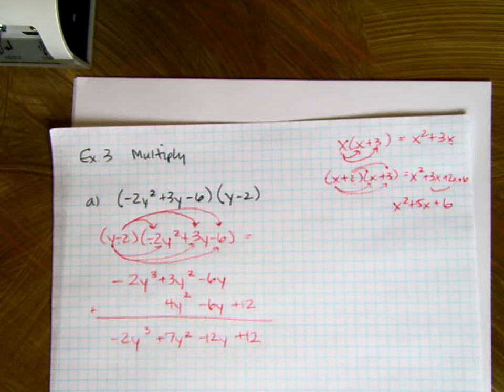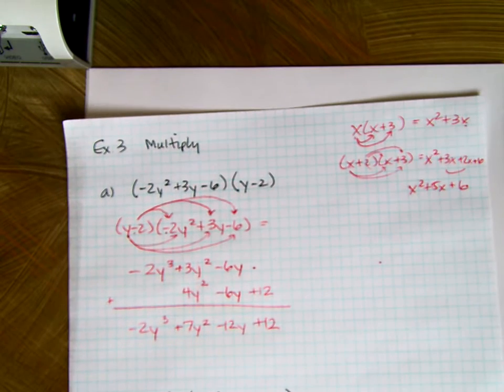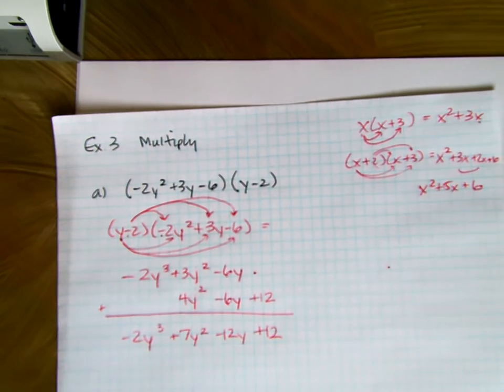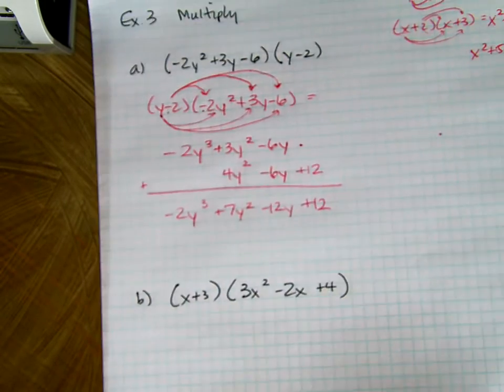And if you had just continued to write these horizontally and added like terms, that would be fine too. But basically, you're just using the distributive property to multiply. I hope this is in focus. So let's try that again.